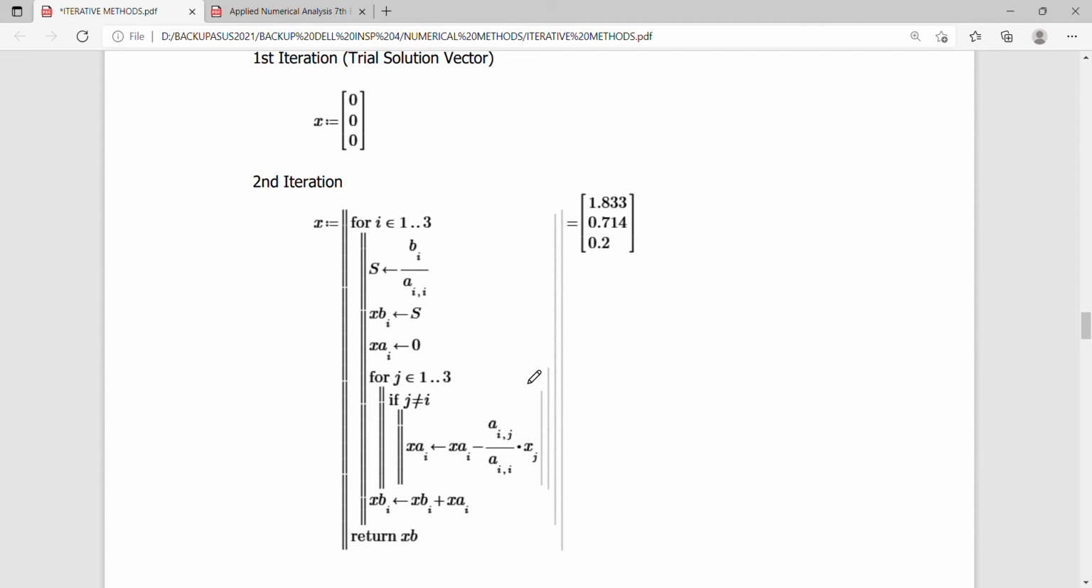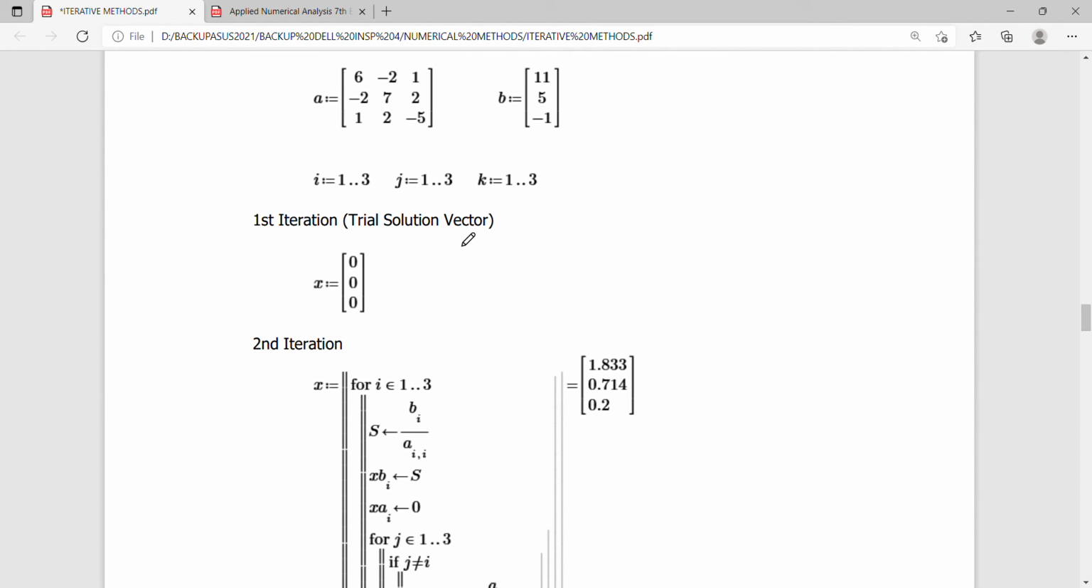in order to define later the augmented matrix in case we need them. Okay, so the first iteration is simply the trial solution vector. We count it as the first iteration or the first estimate. Other books call this the first estimate. It's actually a trial estimate. These are now calculated estimates.